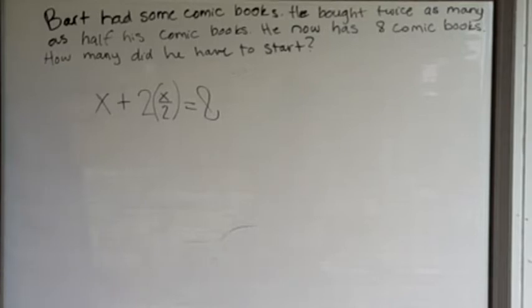Okay, so x is Bart had some comic books. The adding, the plus sign, is he bought twice as many. That's the 2. Twice as many, that's multiplication, as half of his comics. So half of his comics is x over 2, because we don't know how many he had to begin with. So that's twice times half of his comics. And he had 8 left, so that equals 8.